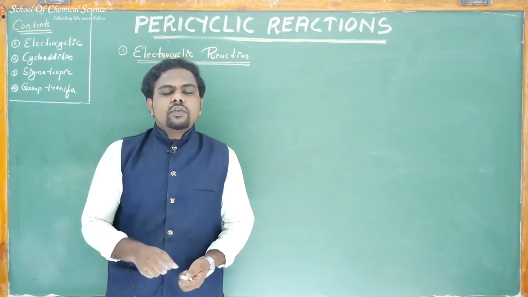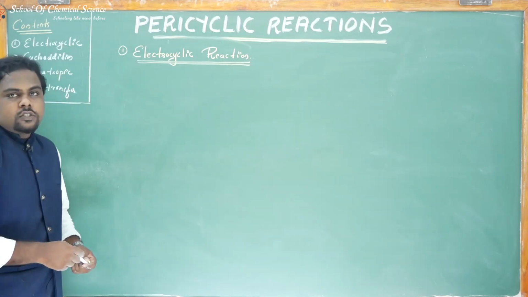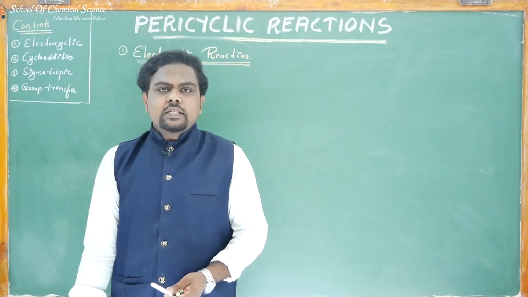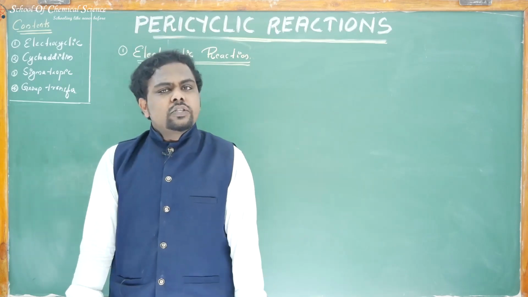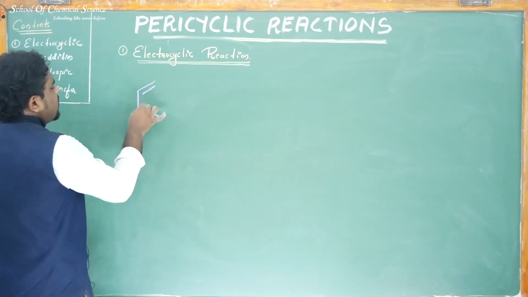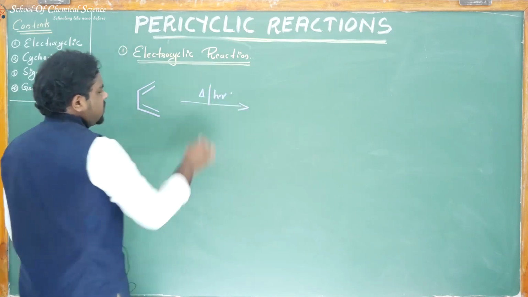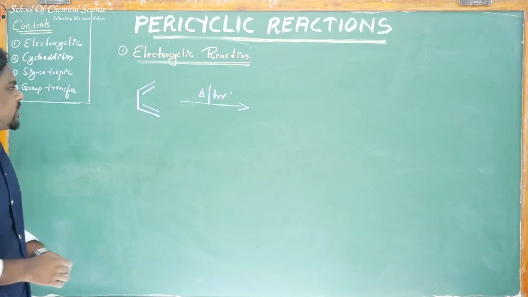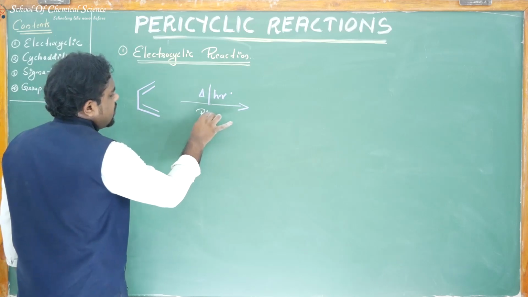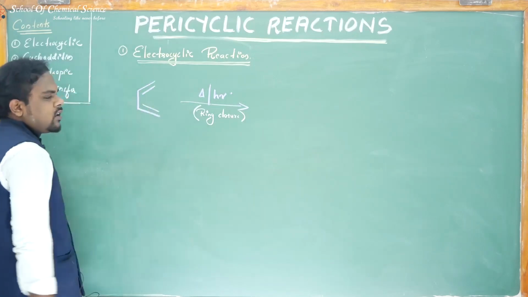So moving to the very first type of reaction, electrocyclic reaction. Electrocyclic reaction is shown by what type of system? Conjugated polyenes. Reaction taking place in the presence of heat or light. So consider a conjugated polyene. This is a conjugated diene in presence of heat or light. What is the product? So electrocyclic ring closure. Here ring closure takes place because this is an acyclic system.